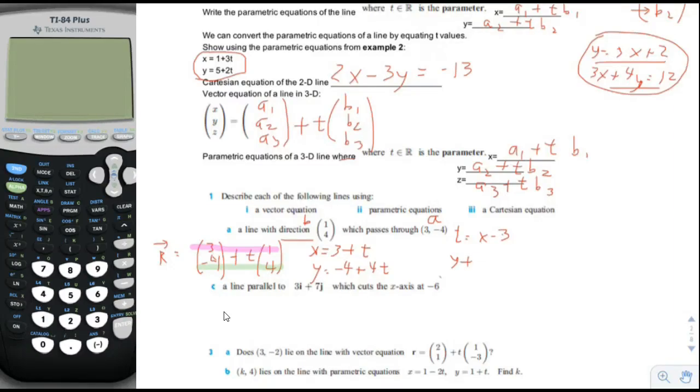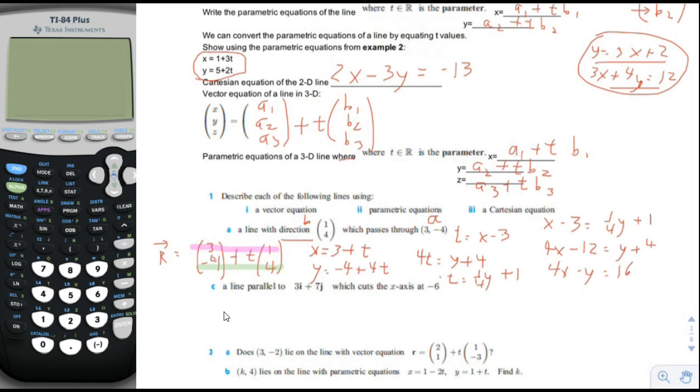We get y plus 4 equals 4t. So t would just be equal to 1/4 y plus 1. And then we're going to equate the two. So we have x minus 3 equals 1/4 y plus 1. And then we can multiply everything by 4 just so that we don't have any fractions. And then we get 4x minus 12 equals y plus 4. And then we have 4x minus y equals 4 plus 12, which is 16. Okay, and so this would be our Cartesian equation.